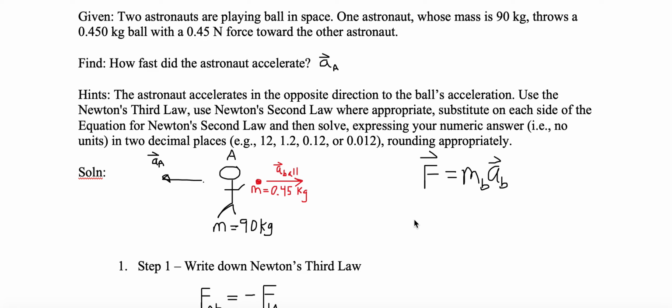Now we know the force applied to the ball is 0.45 newtons, and we know the units are kilogram meters per second squared. 1 Newton is 1 kilogram meter per second squared. So instead of putting newtons in, I'm just going to put kilogram meter divided by second squared, because that is what a Newton is. Now the mass of the ball is 0.45 kilograms.